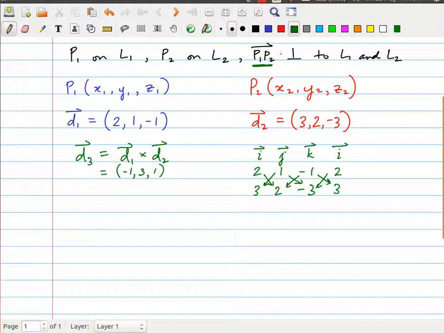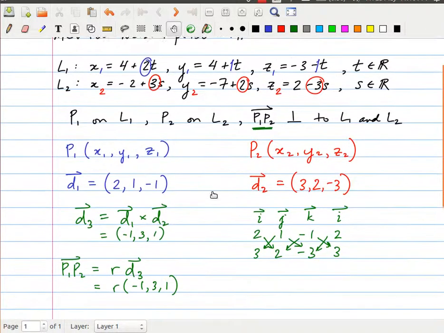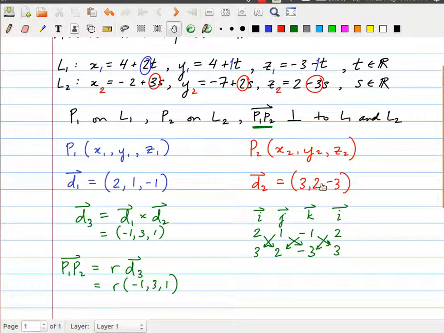parallel to P1P2. Another way of saying this would be that the vector P1P2 is some scale factor. I've already got s and t for scale factors, so I'm going to use the letter r. It's some scale factor times the direction vector number 3, or I could say that's r times the direction vector (-1, 3, 1). So now that I have that, let's just take stock of the information we have. We have some sort of expression for the direction vector between P1 and P2. And that direction vector is perpendicular to both of our original direction vectors.